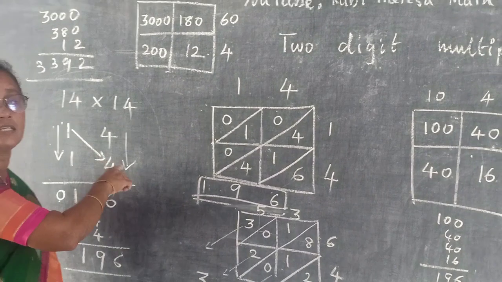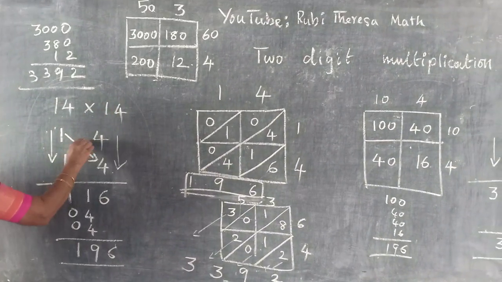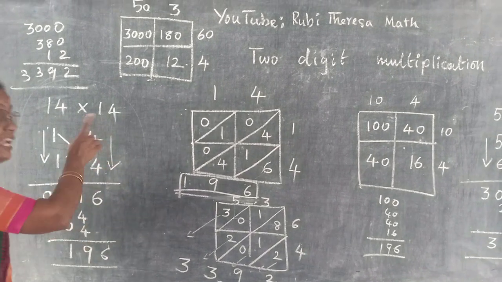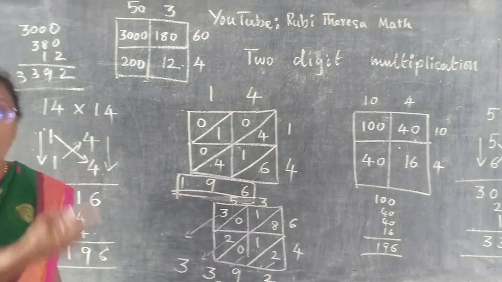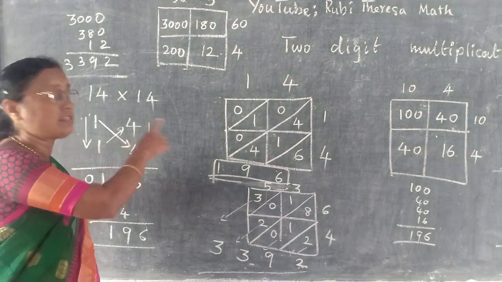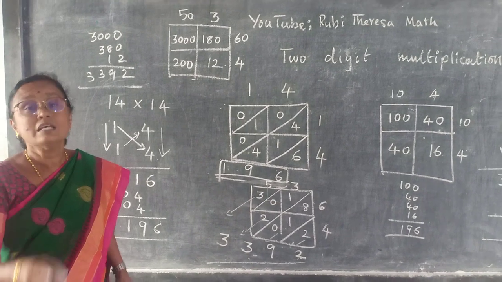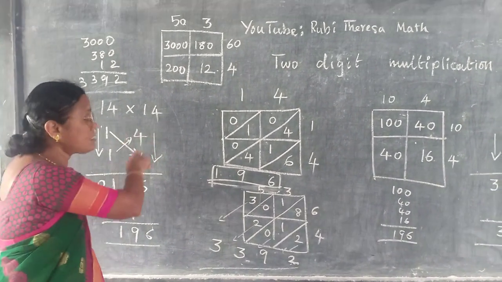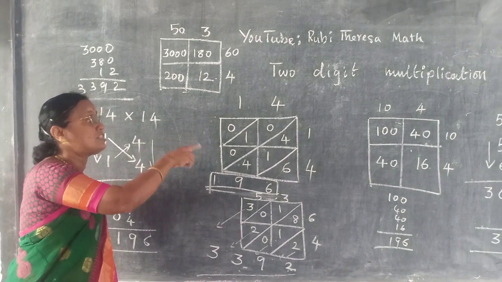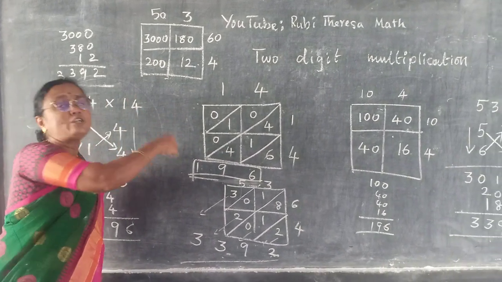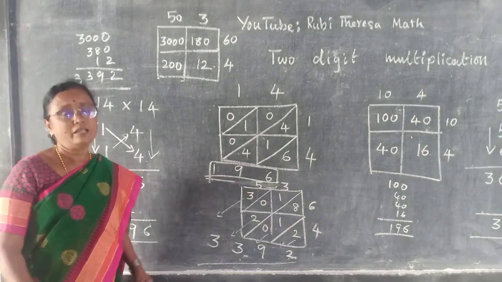So how many methods did I teach? 3 methods. First vertical, then cross multiplication. So for squaring also, you can use these 3 methods. Already I taught 3 methods. Here 3. So totally 6 methods are there. So why have I chosen these 3 methods in this particular video? Because you can use these 3 methods for any two-digit number. Do you follow, my dear? Thank you.